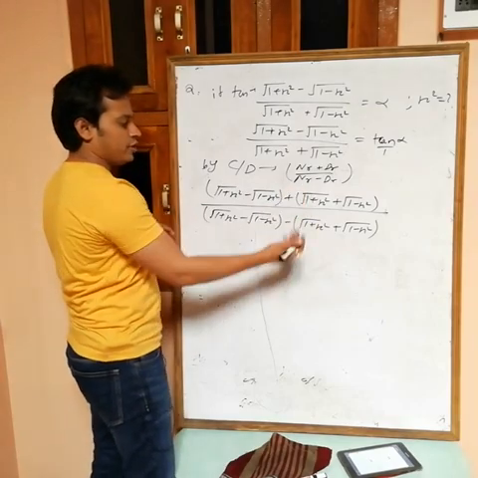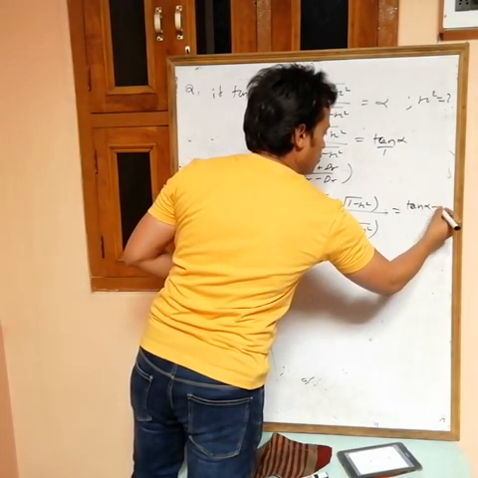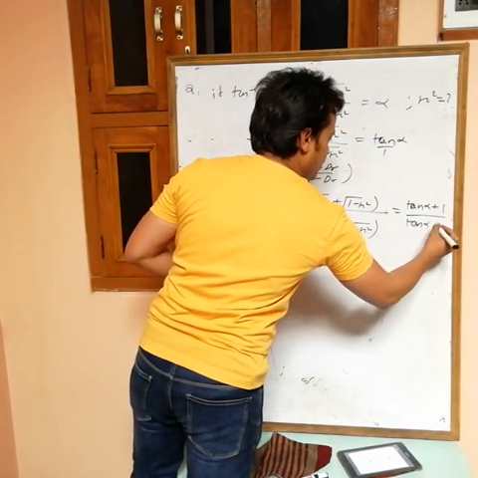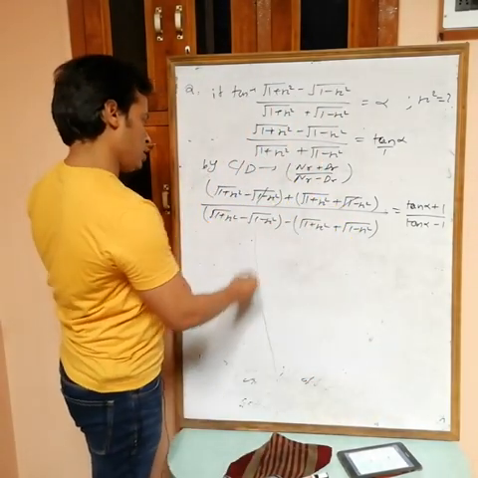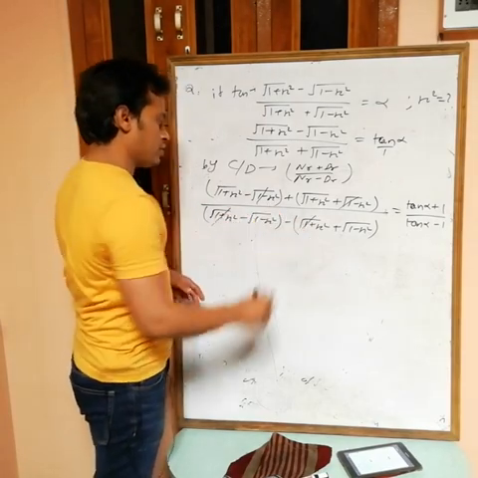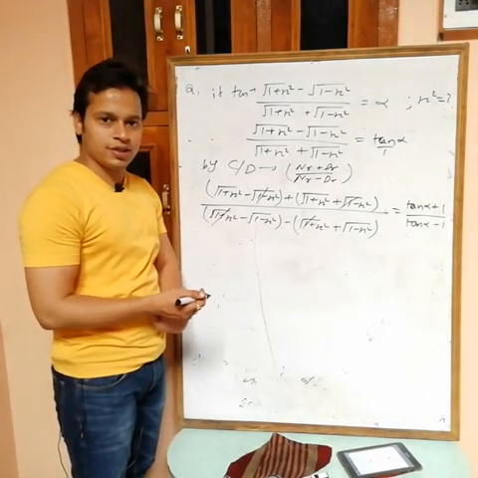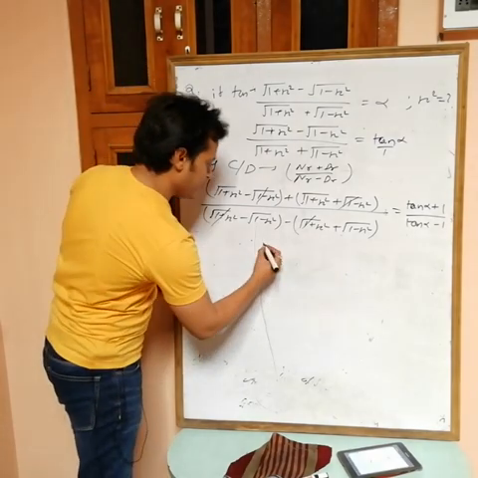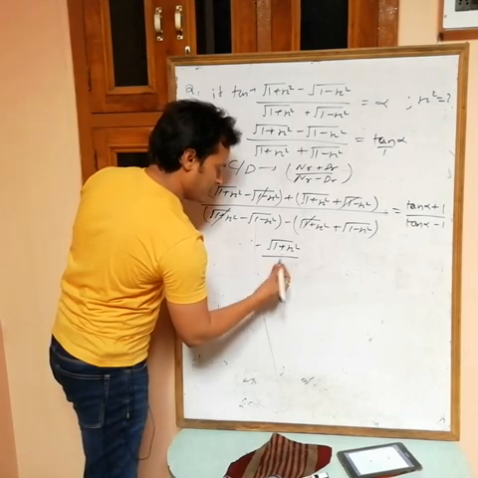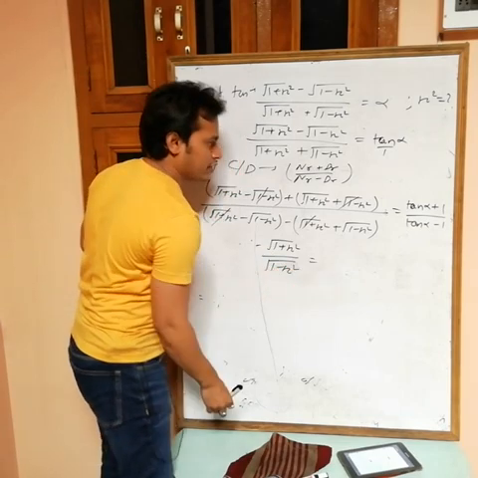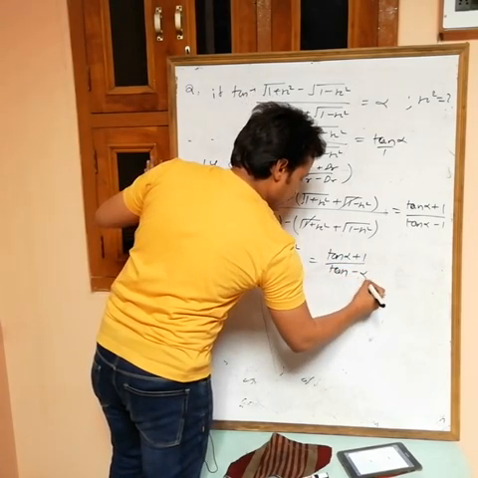Numerator plus denominator by numerator minus denominator. Same, perform the same action on this side. Now solve this one. This one cancels out and this one cancels out. So 2 root 1 plus x square by minus 2 root 1 minus x square. The 2 cancels out. So what are we getting? Root 1 plus x square by minus root 1 minus x square. On this side, tan alpha plus 1 by tan alpha minus 1.